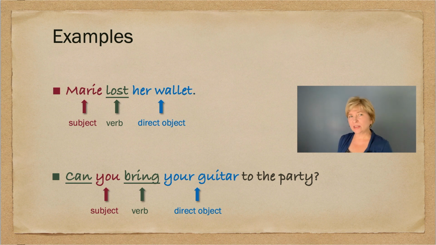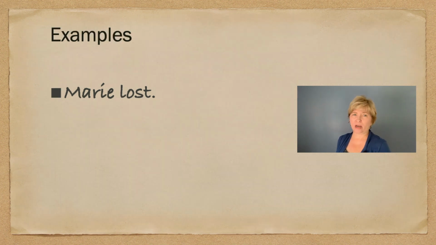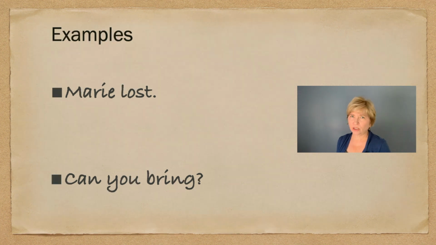Now, what if I use the sentences without a direct object? The first one would be, Marie lost. If you're a native speaker, you're going to wonder, what did Marie lose? You might wonder, what is she talking about? What about the other sentence? Can you bring? Can you see why these two sentences just don't work? What do you want me to bring? This is what transitive verbs are all about. They don't make any sense without a direct object.